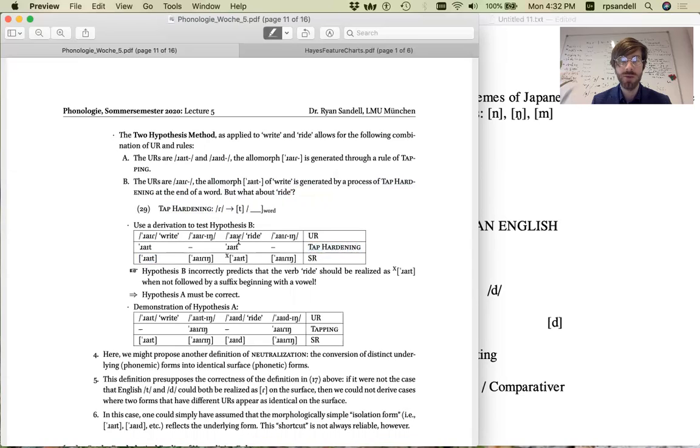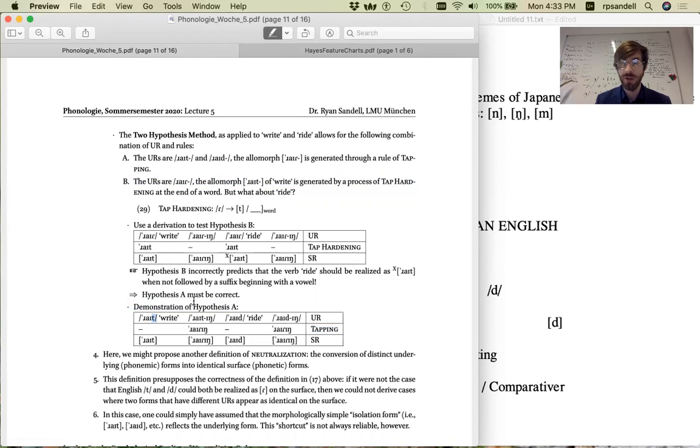But this would make an incorrect prediction for the verb ride, because we would need to have a voiced stop there, not a voiceless stop. So it would seem here that hypothesis B incorrectly predicts that the verb ride in English should be realized with a voiceless alveolar stop when it isn't followed by a suffix beginning with a vowel. So once we see that hypothesis B clearly cannot correctly generate the data, we can consider that hypothesis A is very likely correct. And using the tapping rule, we can then demonstrate that it is correct.